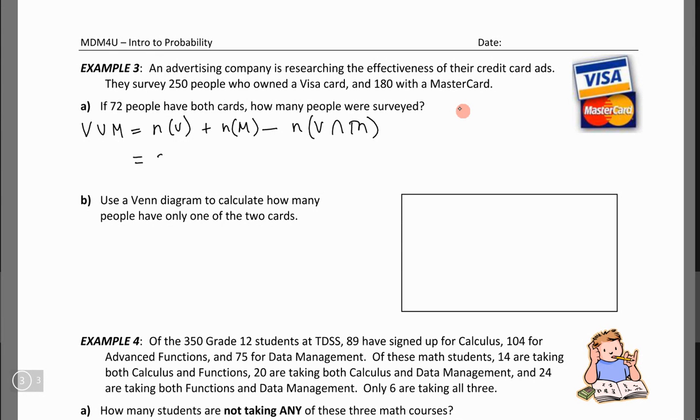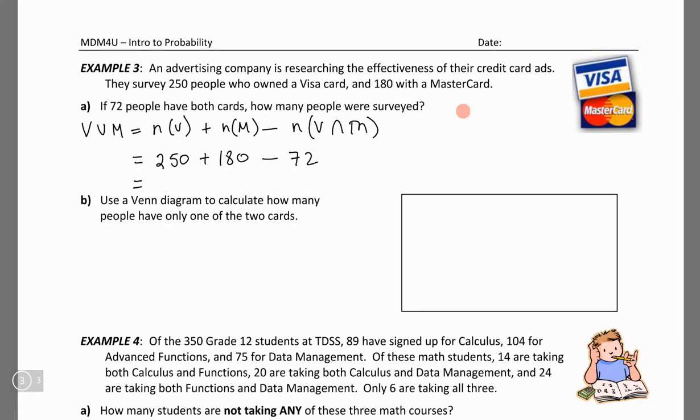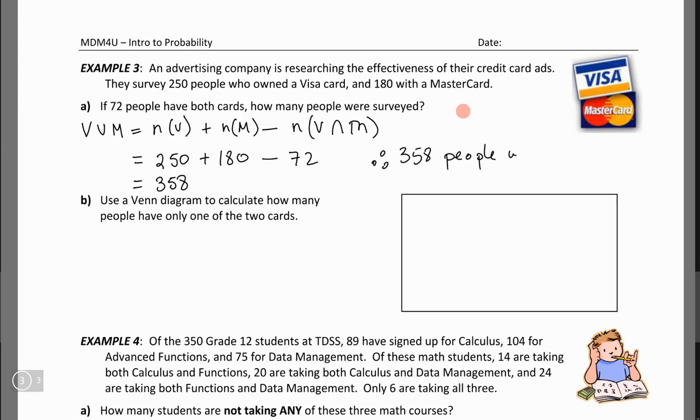Okay. So we know that 72 people have both cards. So we have 250 people who have Visa plus the 180 who have MasterCard minus the 72 who have both, because you don't want to double count those people. So the total number of MasterCards and Visa cards holders out there is going to be 358. Okay, so therefore 358 people were surveyed.